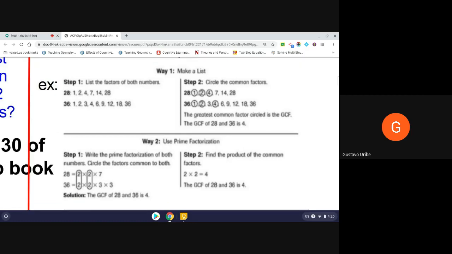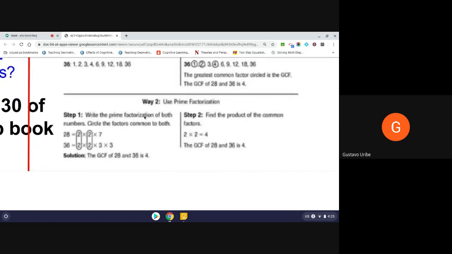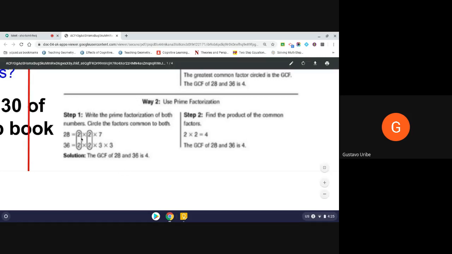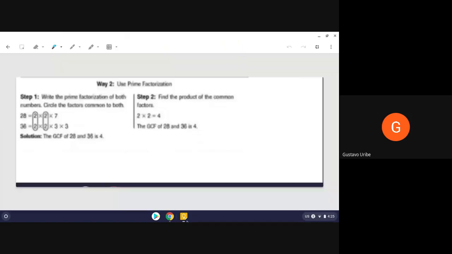The second way would be to use prime factorization of both the numbers and then circle the factors that they have in common. Now they're showing it again by making a list of what multiplies. I would prefer to use a factor tree. So for example, let's take 28. Now, two things that multiply to get to 28. Well, it's an even number, so I know I can multiply by 2.